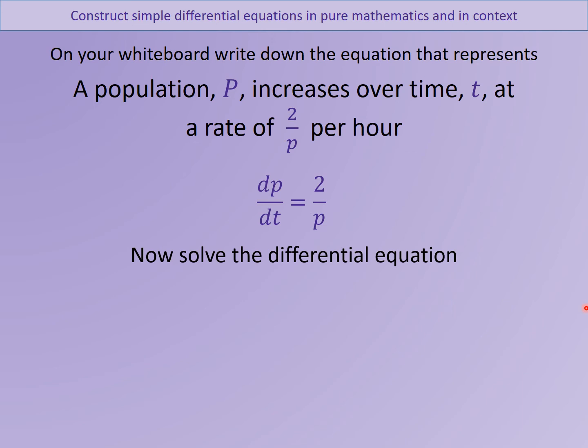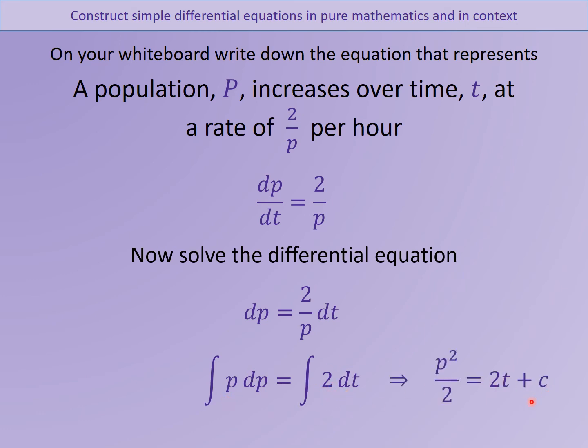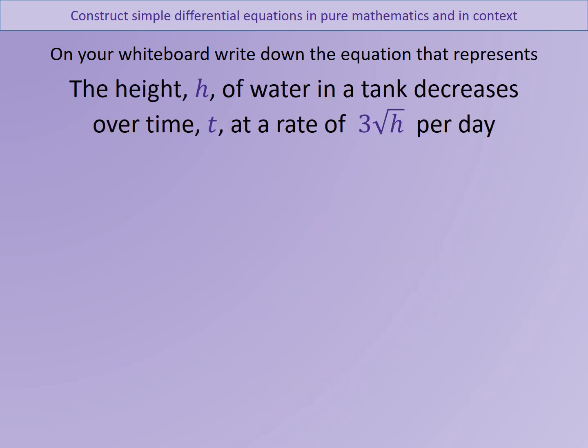Okay, pause if you haven't done already. Okay, so I'm timesing by P, timesing by dt, and I end up with that. Okay, so the integration of P, the integration of 2, P is going to go to P squared over 2, 2 is going to go to 2t plus this extra c value. So very well done if you got that. Yes, you can neaten it up further, but I'm not expecting you to do that just now. So have a go at this one.